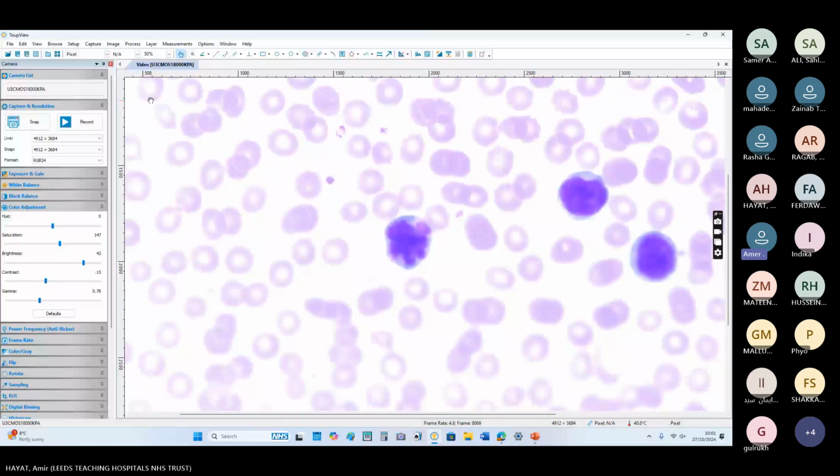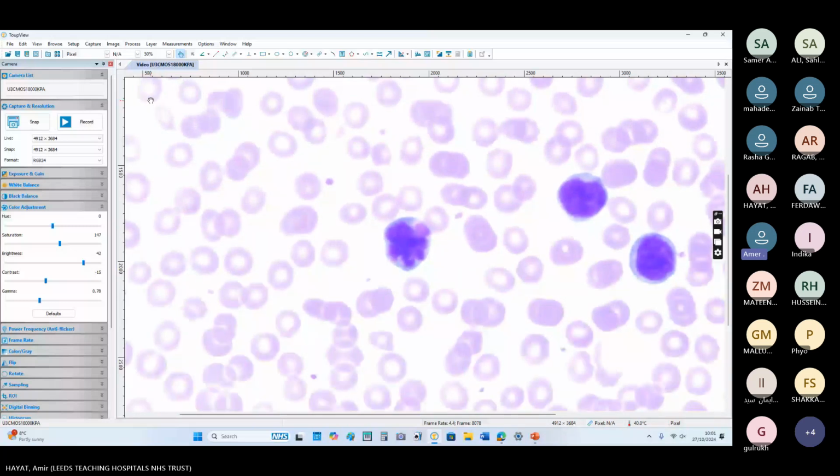Prolymphocytic leukemia. Which prolymphocytic leukemia? B or T? B cell PLL. BPLL. There is no BPLL anymore after WHO 2022. There is only TPLL. Right, okay.